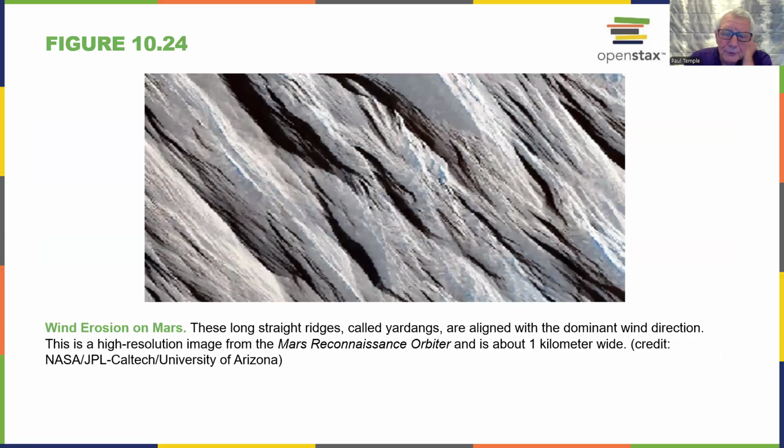And this is wind erosion on Mars. Long straight ridges called yardangs are aligned with the dominant wind direction.